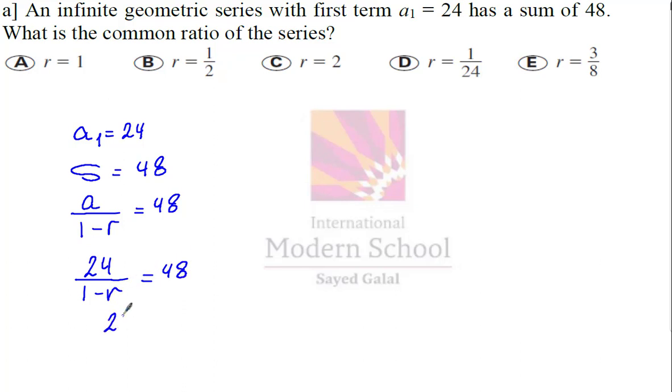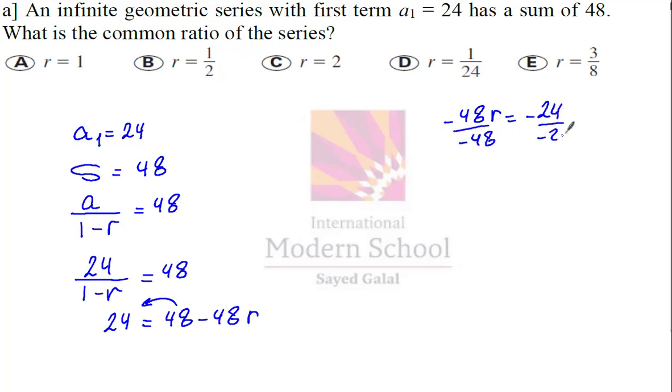Cross multiplication. 24 equals 48 minus 48r. Then take 48 to the other side and change its sign. Then negative 48r equals negative 24. Divide negative 48 on each side. Then r equals half. Then the answer is B.